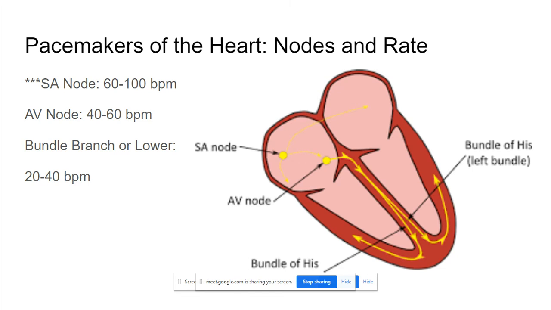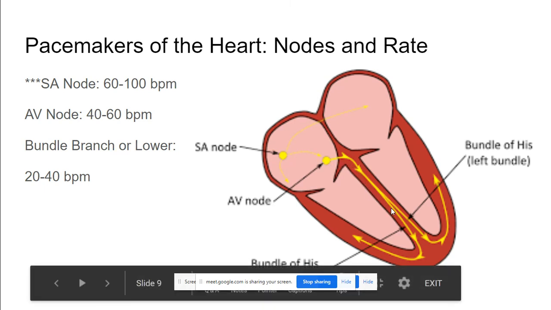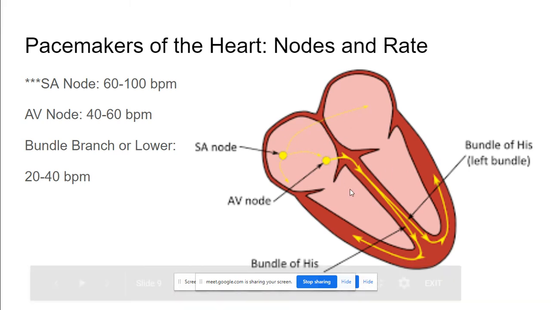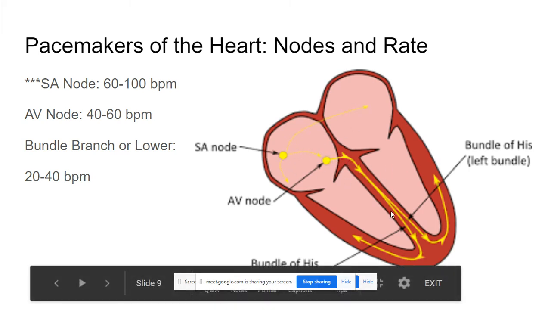Pacemakers of the heart. This is review for you guys, but we know that we have the SA node, the AV node, the bundle of His, and then they separate to go around both of the ventricles, and we call those the Purkinje fibers. And that is how the electrical conduction flows through the heart. They do go into the sides of the ventricles and the sides of the atria too, but they highlight usually these main branches, okay?